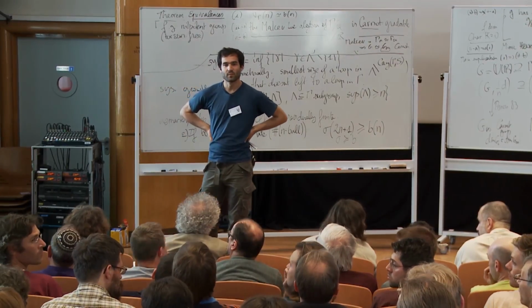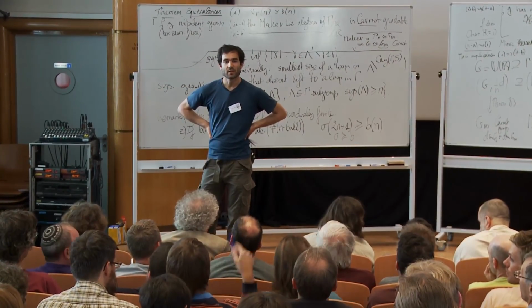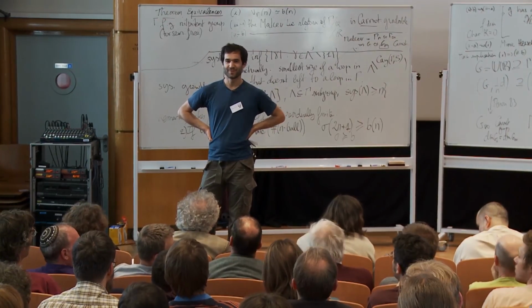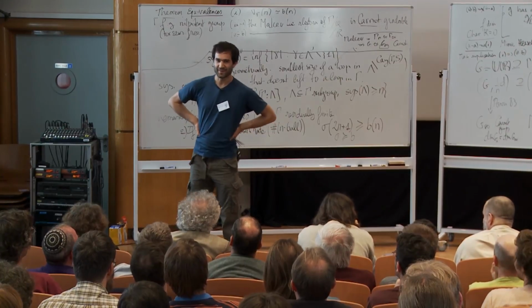Do you already know that it's n to the something? Can it oscillate between n to the 10 and n to the 11? I would be really surprised.